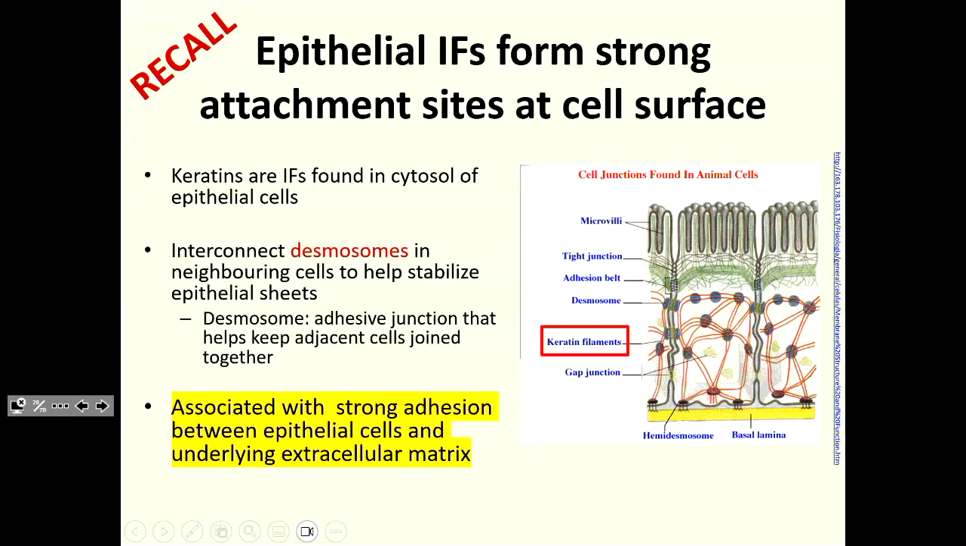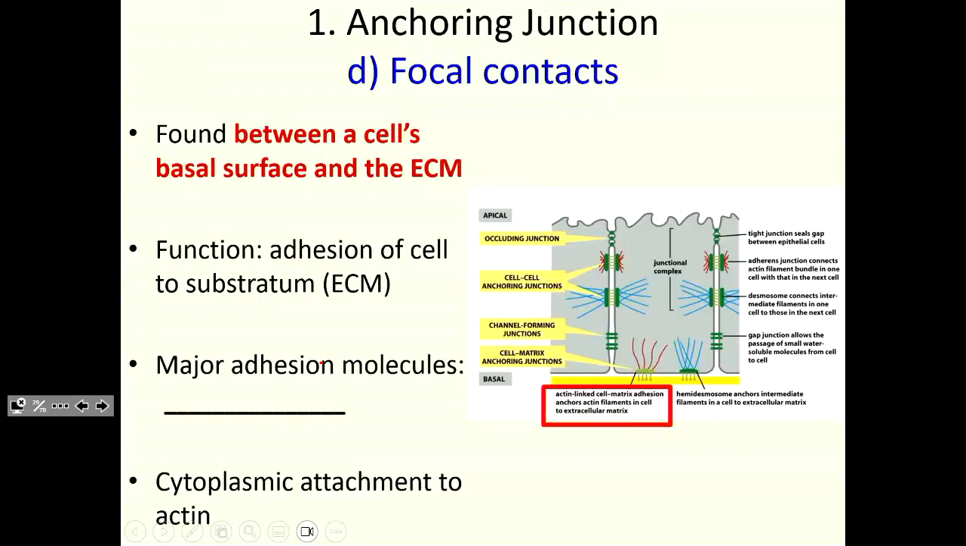So we finished off here. Let's move on to focal contacts. This is the last of our anchoring junctions. And the focal contacts, again, they're like the hemidesmosomes in that they mediate cell to ECM interactions, okay?